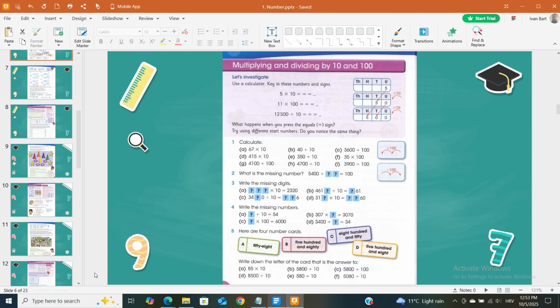4. Write the missing numbers. (A) ? divided by 10 equals 54. (C) ? times 100 equals 6,000. (B) 461 divided by 10 equals 61. (D) 31 times 10 equals ?